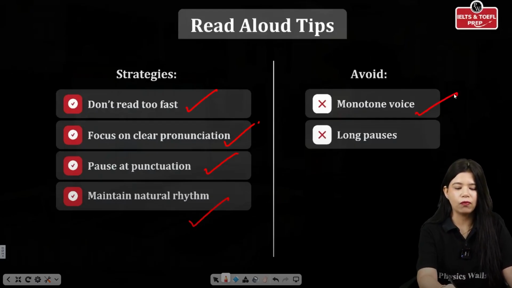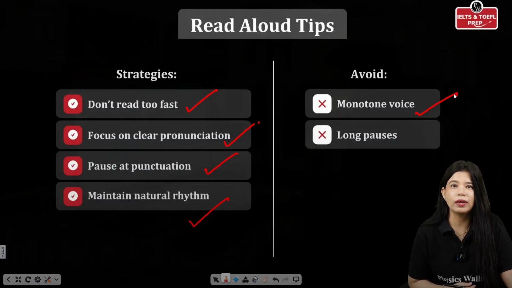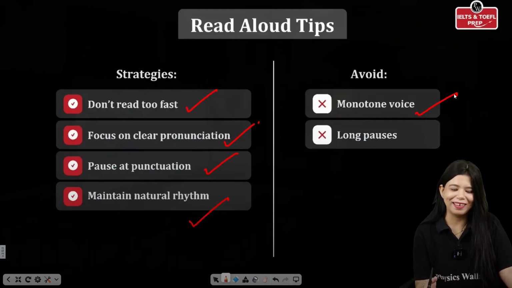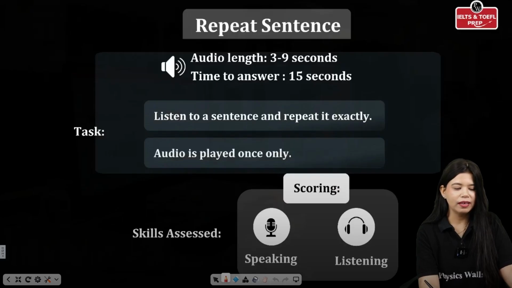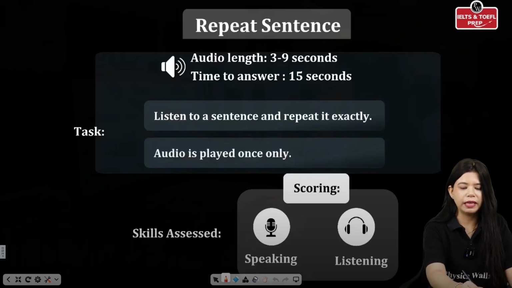So monotone voice means sounding robotic. Please don't do that. Sound like a human. And yes, long pauses must be avoided. Moving on. Next question type is repeat sentence.